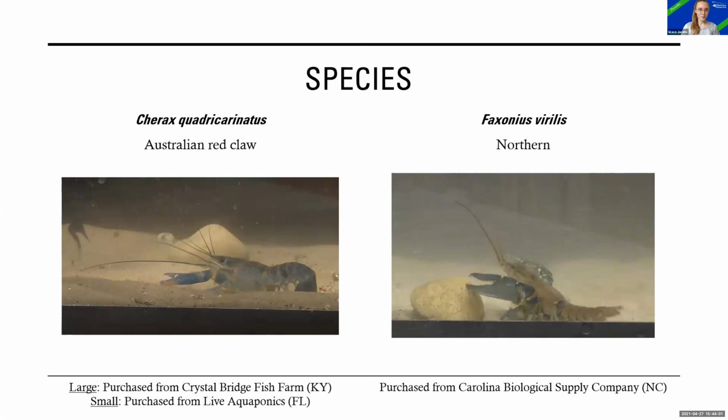To give you a little visual here, these are the 2 species that we're working with. This one on the left is a large Australian red claw, or a large Charax quadricarinatus, and the aggressive native species selected for this project on the right here is the Faxonius virilis, commonly known as the northern crayfish because it's native to northern parts of the United States.